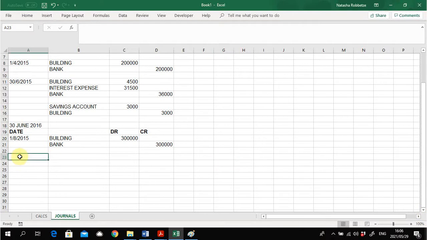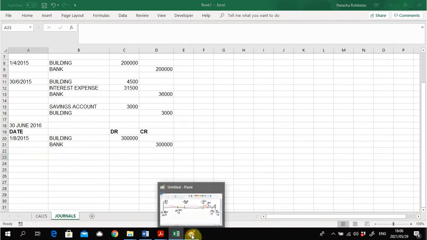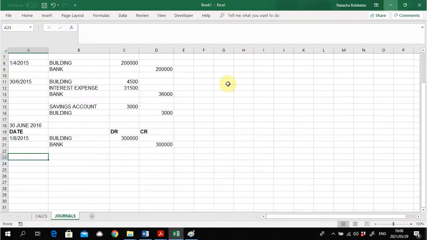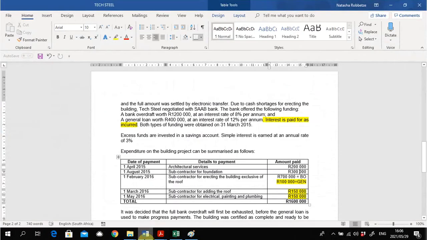Then the next interval on our timeline that we need to account for is the 1st of February. And on the 1st of February, we make a payment with 800,000. 700,000 comes from the bank. 100,000 comes from the savings account.